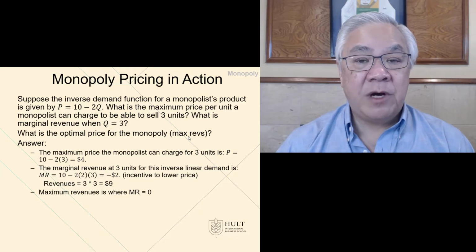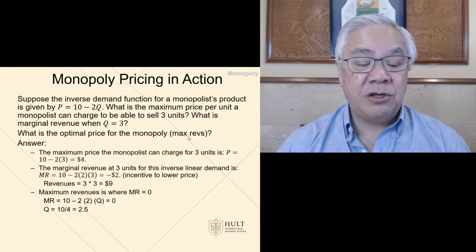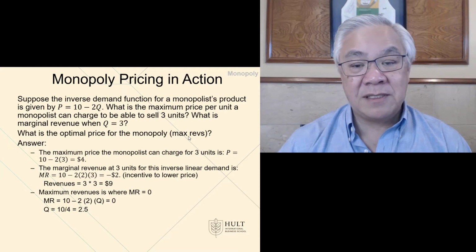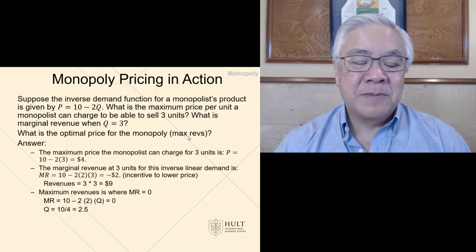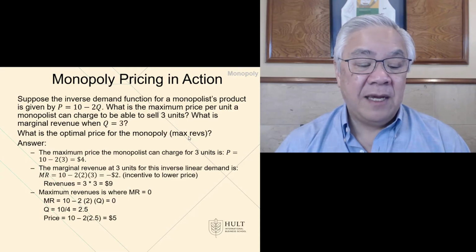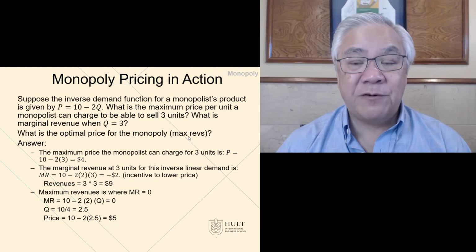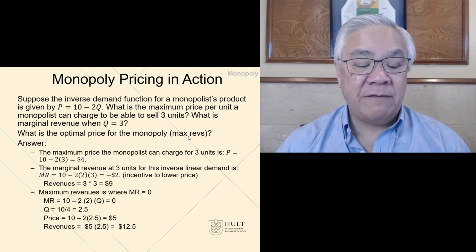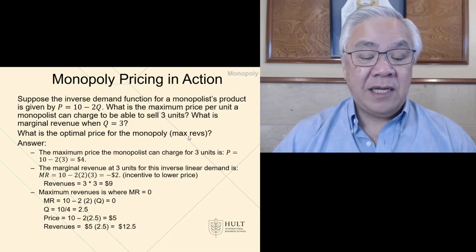Maximum revenue is where marginal revenue equals 0. So if we set 10 minus 2 times 2Q equals 0, we solve it and Q equals 2.5 units. Let's say units were in thousands, so you don't say what is a half unit. So in this case, 2.5, and the price is equal to 10 minus 2 times 2.5, or $5, and therefore revenue is 5 times 2.5, that's the quantity, equals 12.5.